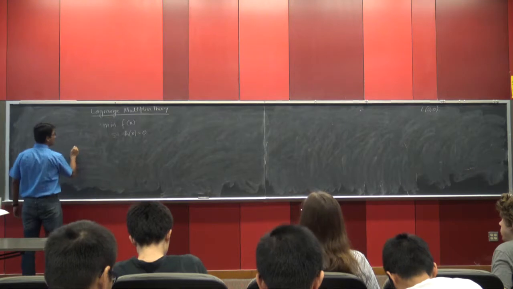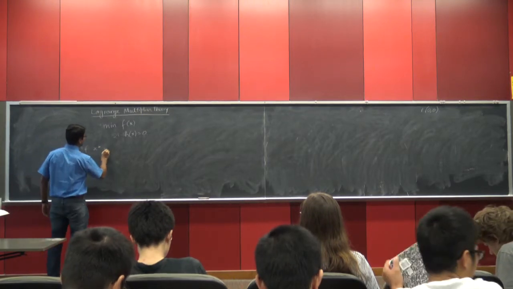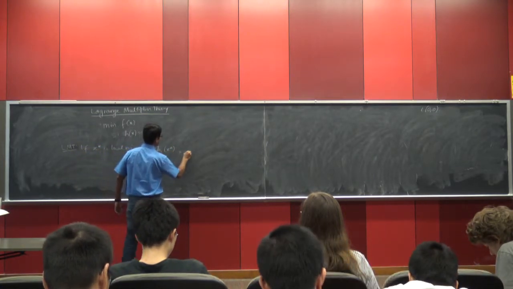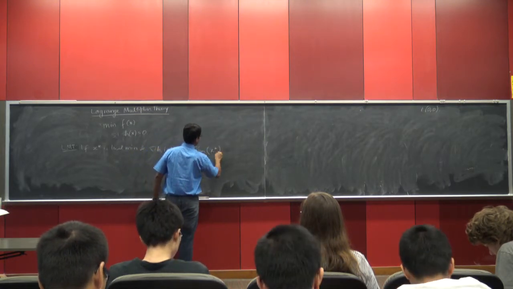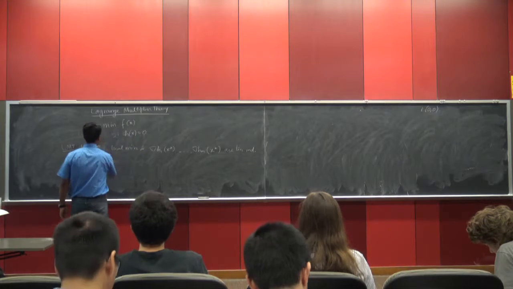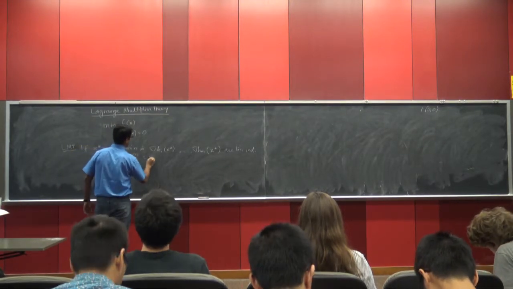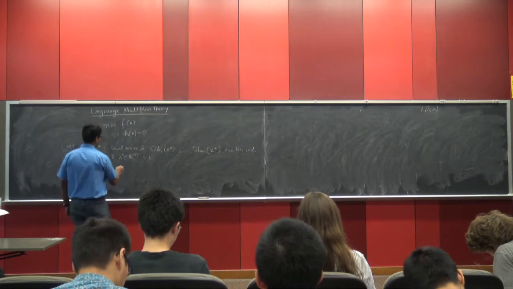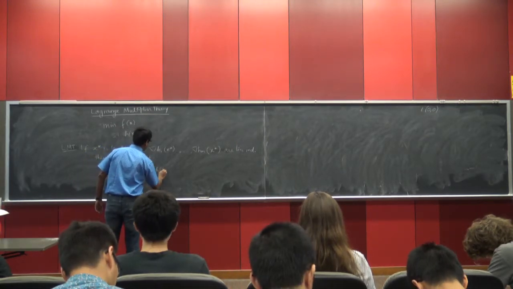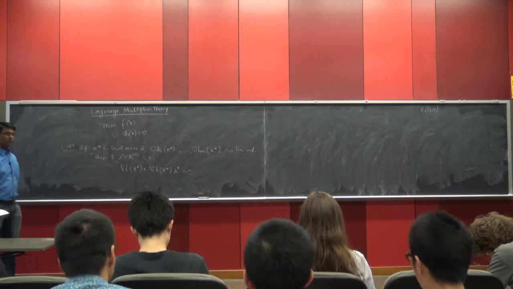So the Lagrange multiplier theorem was: if x star is a local minimum and gradient h1 of x star, ..., gradient hm of x star are linearly independent, then there exists lambda star in R^m such that gradient f of x star plus gradient h of x star times lambda star is equal to 0.